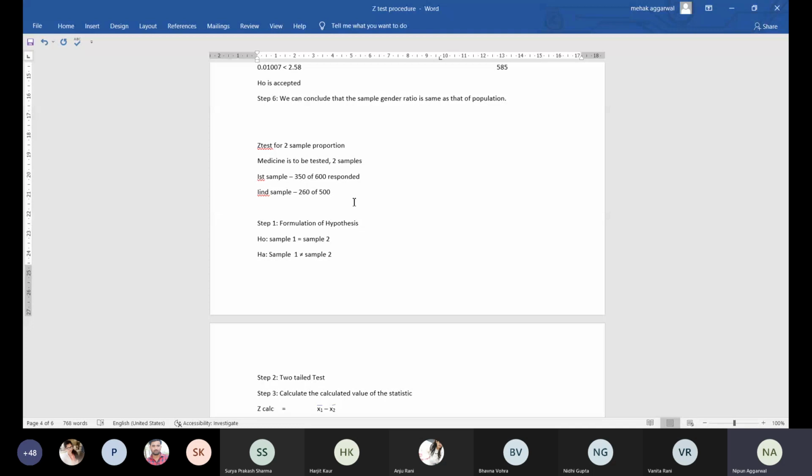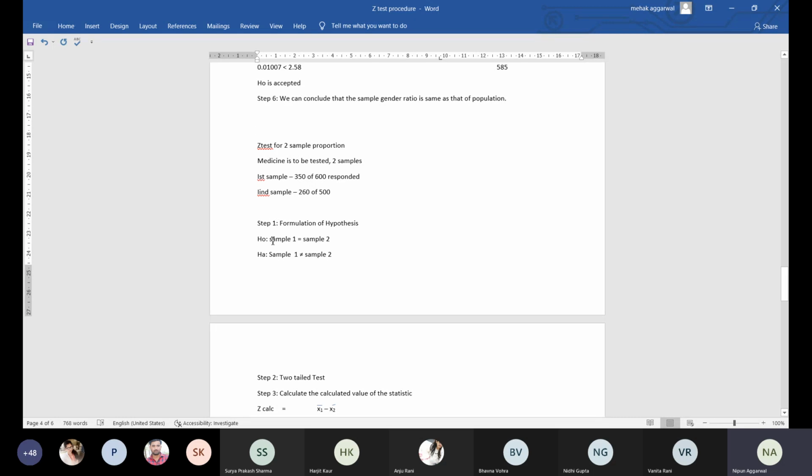Plus, it is not a mean that is given to you. It is a quantity given: 350 of 600, 260 of 500. So that is proportion data given to you. So it is a case of your 2 sample proportions. Clear? So we have to apply the 2 sample proportions.